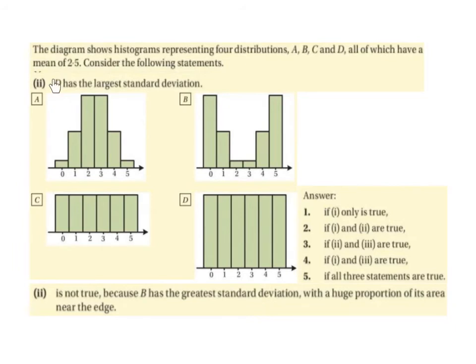Statement 2, D has the largest standard deviation. This is not true because B has the greatest standard deviation with a huge proportion of its area near the edge. So we can see B, if this is where the mean is, 2.5, we can see that the highest bars are as close to the edge. So B actually has the highest standard deviation and not D. So part 2 is not true.